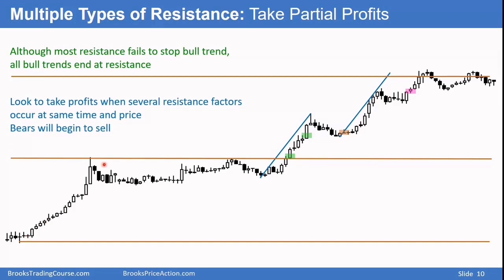Bull breakout, nobody's going to begin to sell. But now we're starting to get some sideways price action, so bears will start to sell. End of the session, take profits. The breakouts are getting smaller. We're starting to get sideways doji bars.